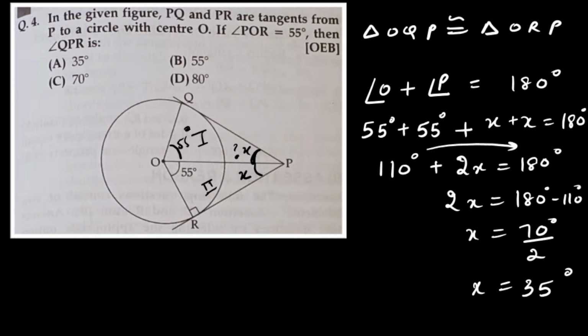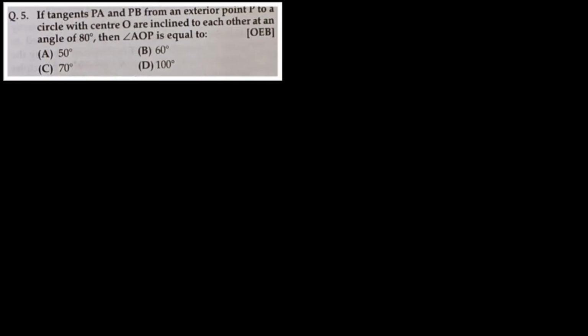So which option is the correct answer? Option A is the correct answer because we don't have to find the full angle. If we had to find the full angle QPR, then it is equal to 70 degrees. But now only half of it we have to find, that is x. So this angle is equal to 35 degrees. Option A. Let's do the next question now.